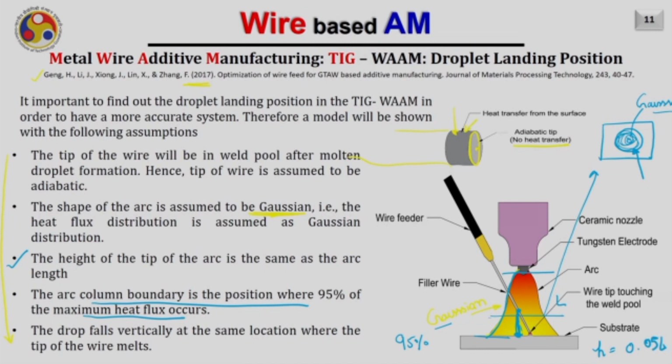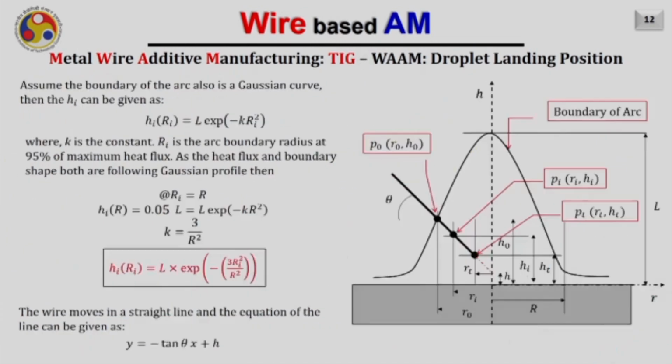So with these assumptions, let us try to develop a model. The first step is to assume that the boundary of the arc is a Gaussian curve. What you are seeing here, this curve, represents the boundary of the arc, and we are going to assume it to be a Gaussian profile.